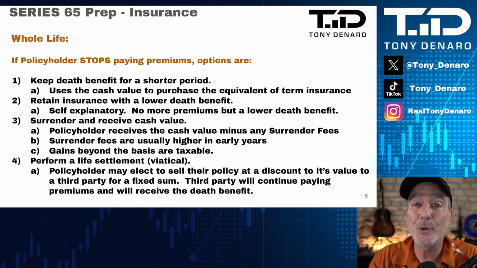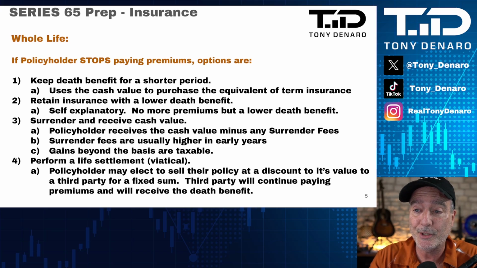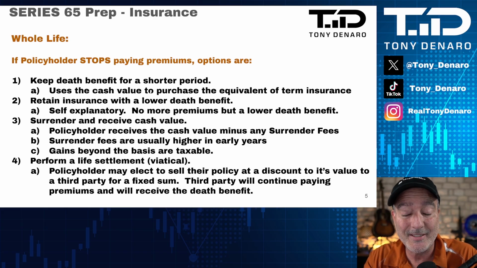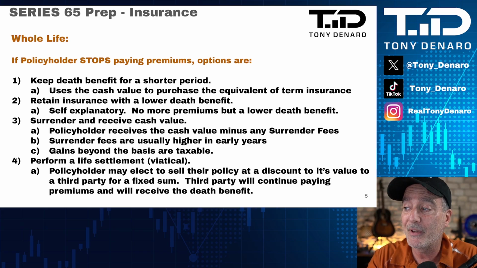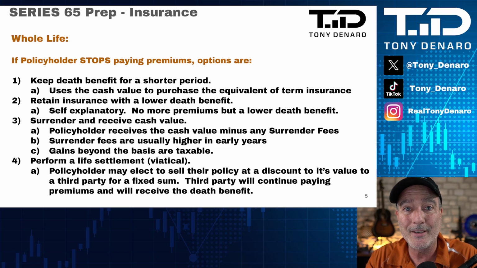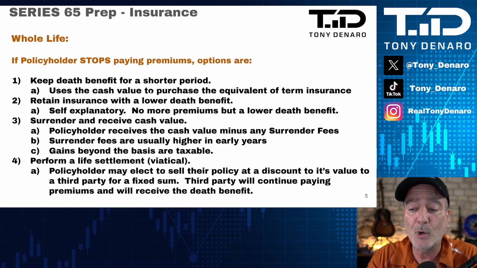If the policyholder stops making the premium payments, there are about 4 different things that could happen. They could keep the death benefit for a shorter period, using the cash value to purchase the equivalent of a term insurance policy. They could retain the insurance with a lower death benefit. They could surrender the policy and receive cash value subject to any withholding for surrender fees, or they could perform a viatical or a life settlement.